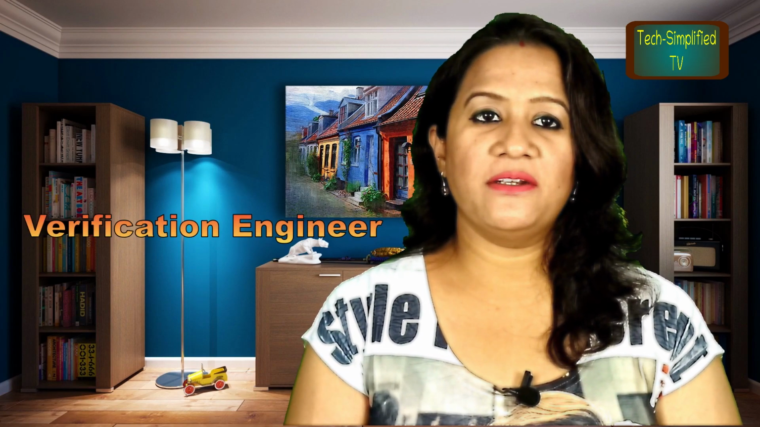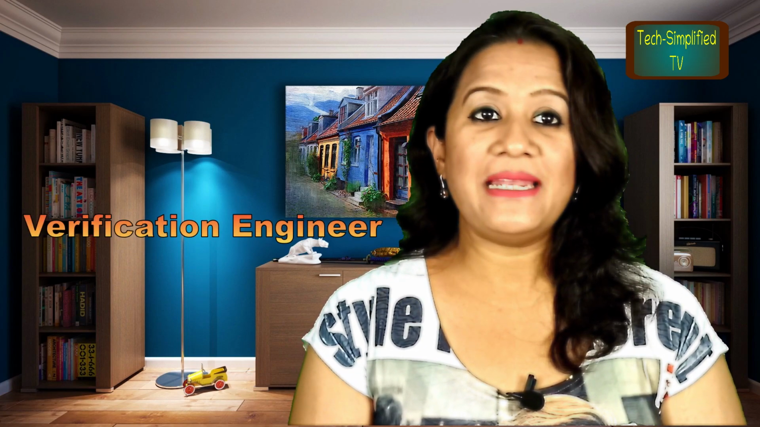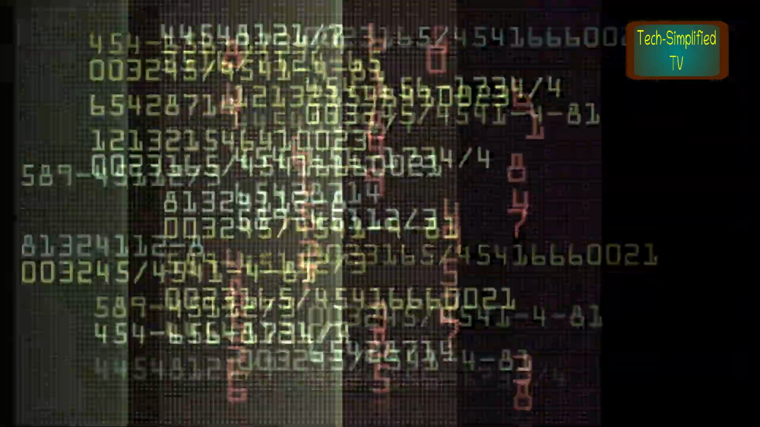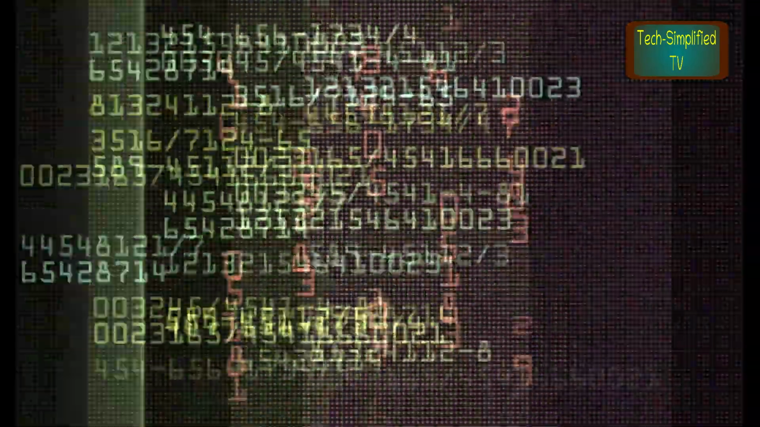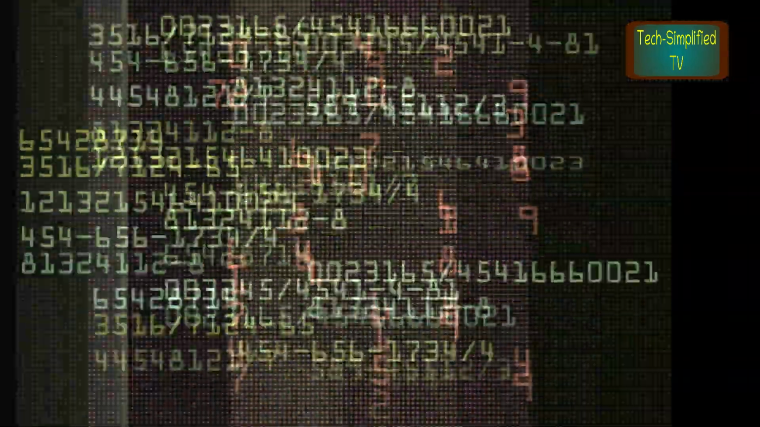Second type of position is verification engineer. Well, after design engineer post, let's understand about verification engineer. When a design is made by a design engineer, it has to get verified for its intended functionality with all sort of possible permutation and combination of input and control signal values. Hence, the need of a verification engineer comes into the picture.